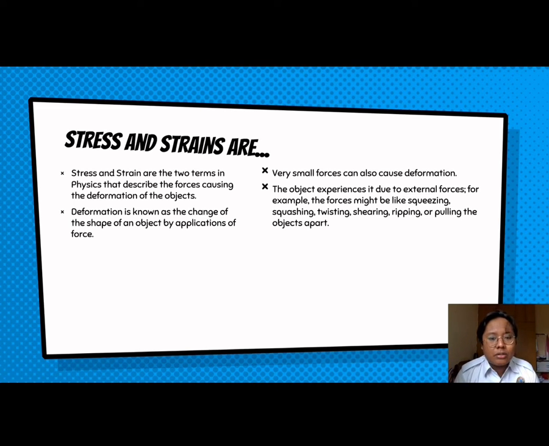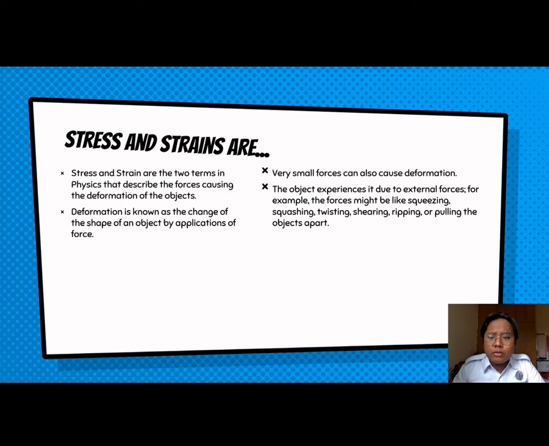Stress and strain are two terms in physics that describe the force causing the deformation of an object. Next, deformation is known as the change of the shape of an object by application of force. The third one is that a very small force can also cause deformation. And the last one, the object experiences it due to external force. For example, the force might be squeezing, squishing, twisting, tearing, ripping, or pulling the object parts.